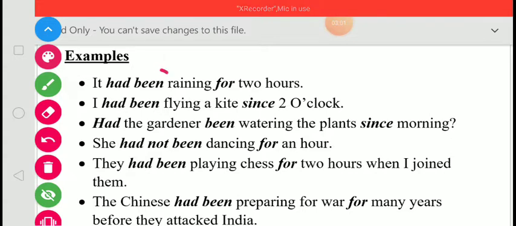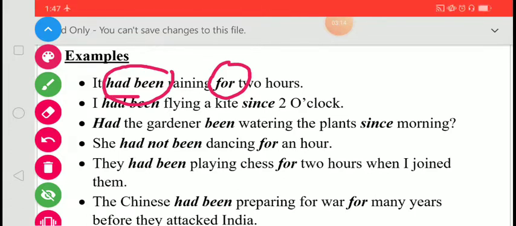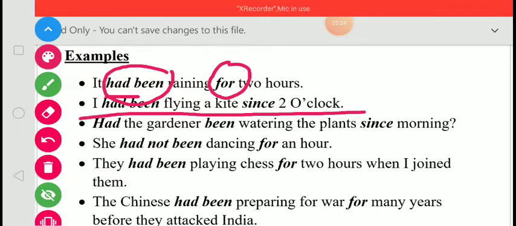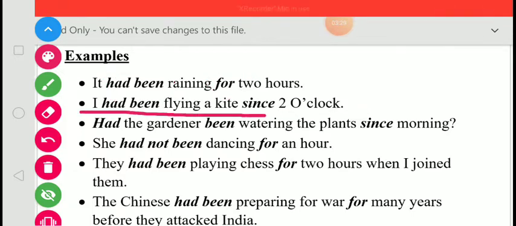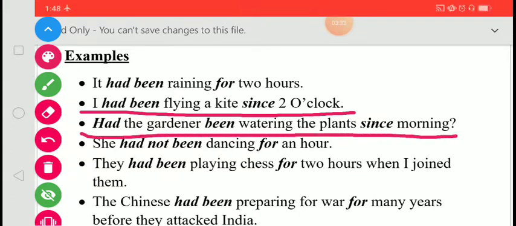It had been raining for 2 hours. So it is a period of time, that's why for has been used, same as in present perfect continuous tense. And the helping verb had been is used instead of has been, have been, as we use in present perfect continuous. The rest of the structure remains the same. I had been flying a kite since 2 o'clock. Had the gardener been watering the plant since morning?